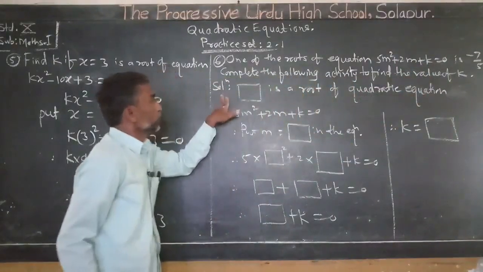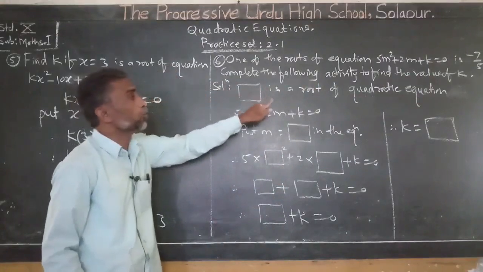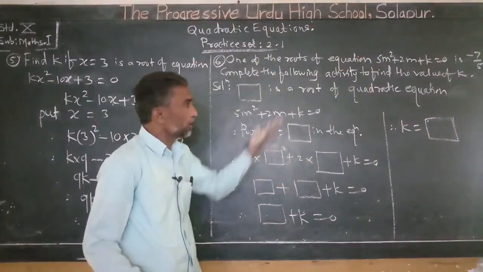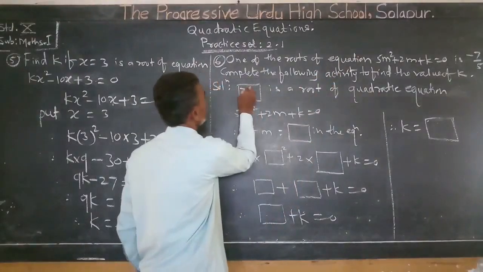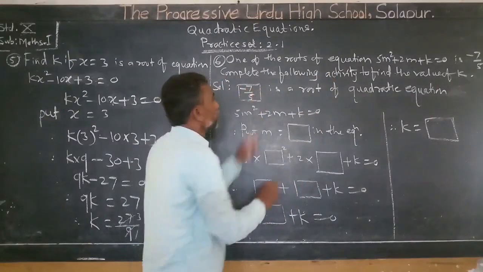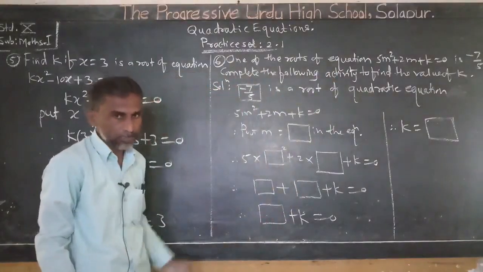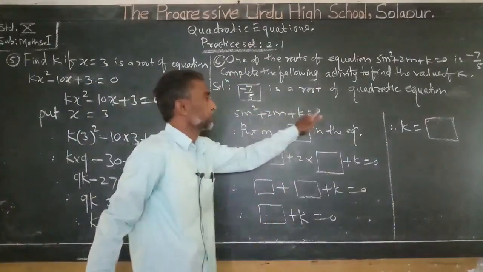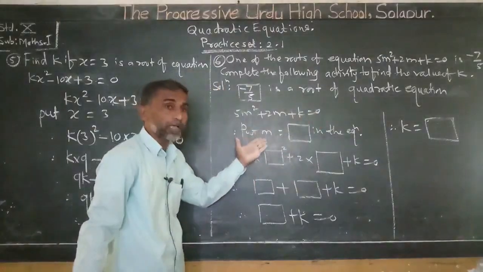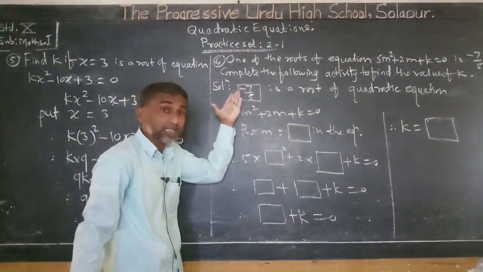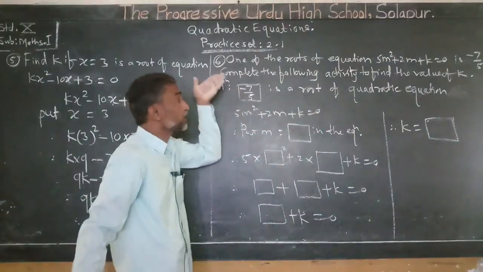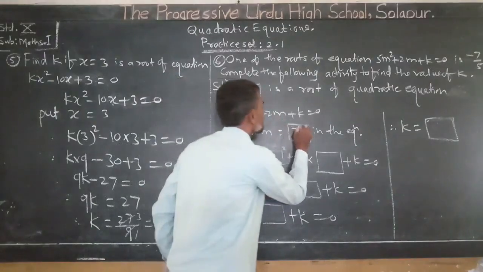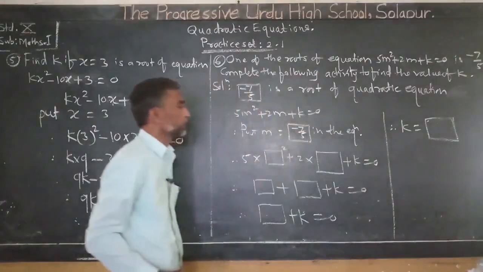Solution. Dash is a root of the quadratic equation. It is given in the question, minus 7 upon 5. So write here minus 7 upon 5 is a root of the quadratic equation. Now 5m square plus 2m plus k equal to 0. Now put m is equal to minus 7 upon 5, because it is one of the roots of this equation.